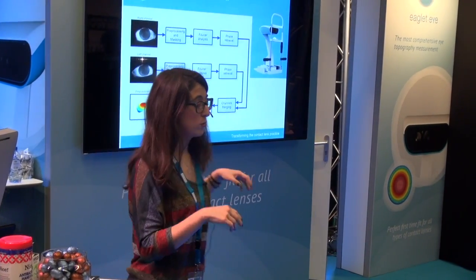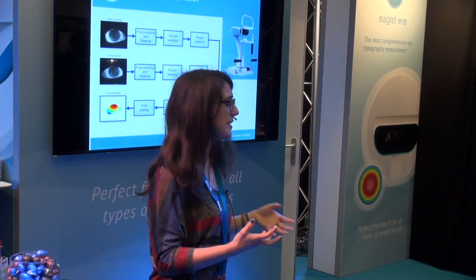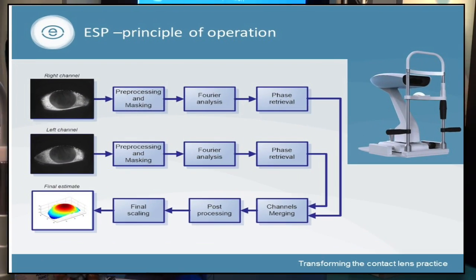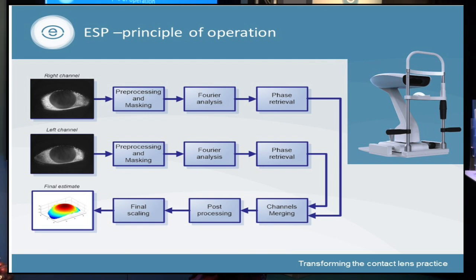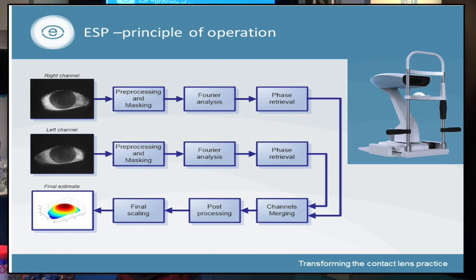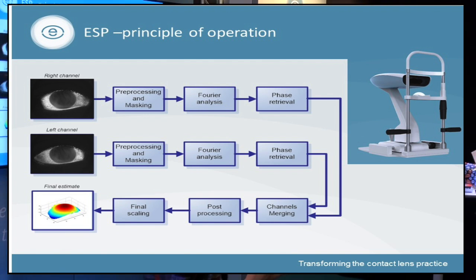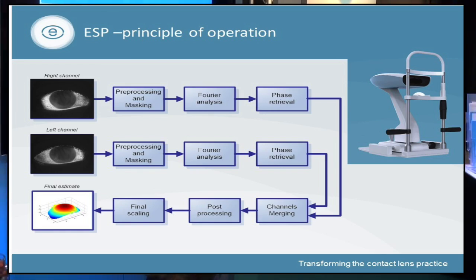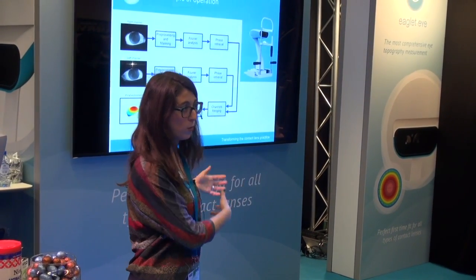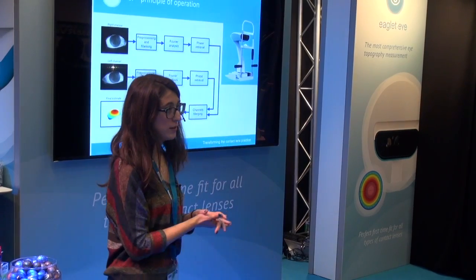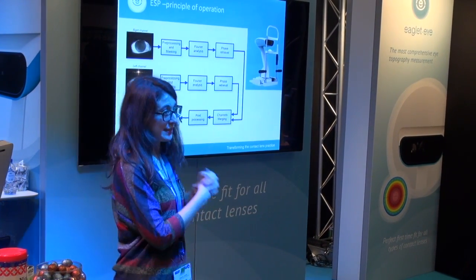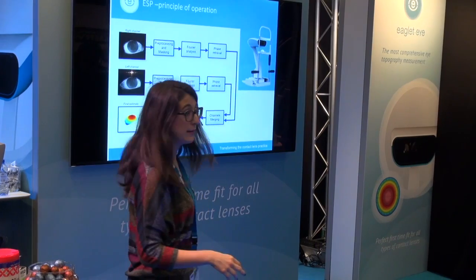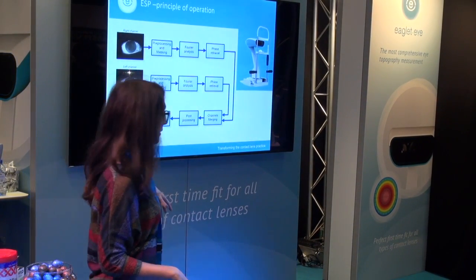This scheme is just to show you how the images are processed. It's important to know that in the very beginning the images are processed separately, like two different channels. The first step is trying to reduce some noise from the camera and some masking. Later we need to change to the frequency domain, doing some Fourier transformation. We come back to the space domain, and I will explain further why this is needed. Later we merge two channels into one, and what the practitioner gets is only the 3D height map.